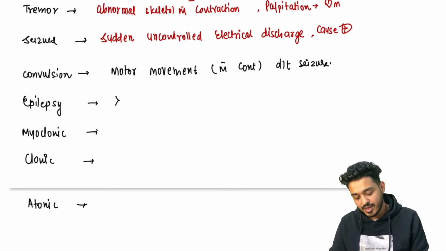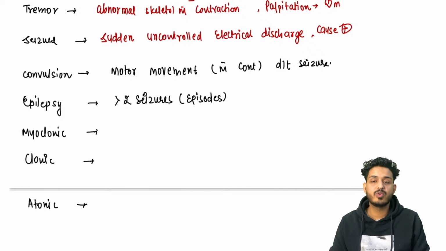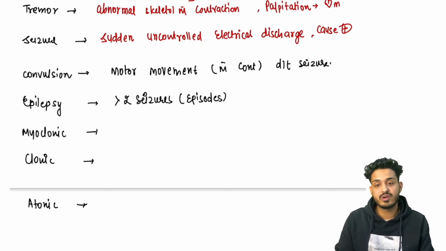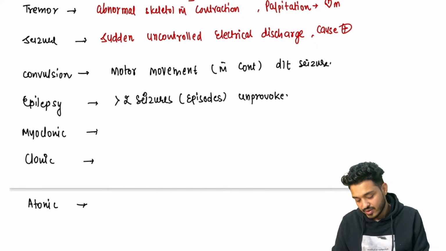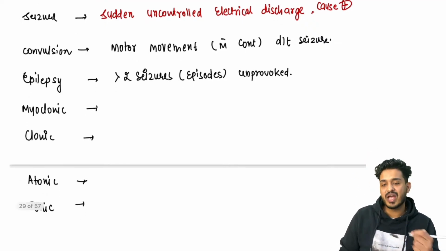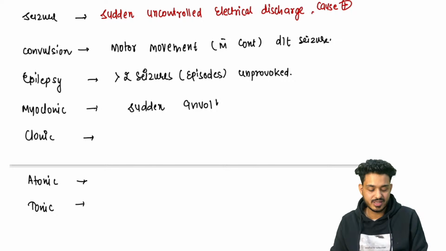What is epilepsy? More than two seizures or 2 episodes of seizures, but it should be unprovoked and far apart from 24 hours. मतलब 2 या 2 से ज़्यादा बार अगर सीजर आता है without any cause, unprovoked, that is going to be in the favor of diagnosis of epilepsy. मायोक्लोनिक का मतलब क्या होता है? Myoclonic means sudden involuntary muscle movement, sudden involuntary muscle jerks is known as myoclonus.